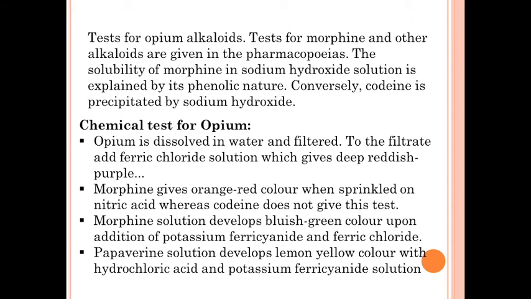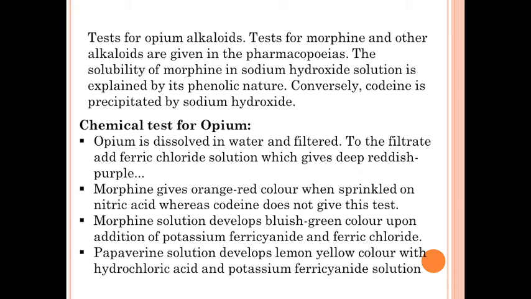Welcome students to another video lecture. The topic is opium, tests for opium alkaloids. In that test for morphine and other alkaloids that are given in the pharmacopoeia, and for codeine, they are precipitated by sodium hydroxide solution. This is the identification test for codeine, and the solubility of morphine in sodium hydroxide solution.